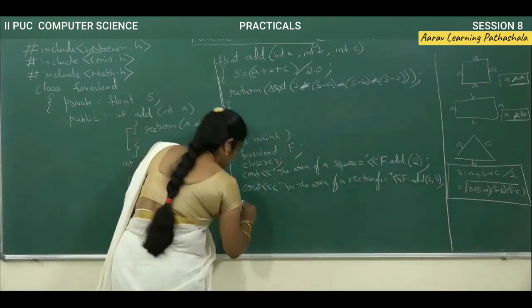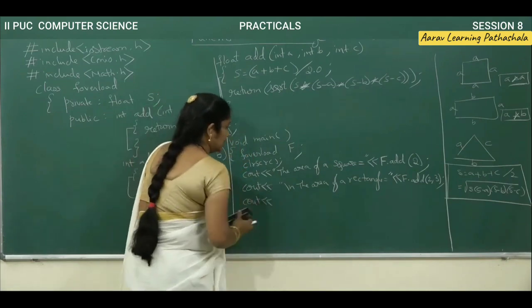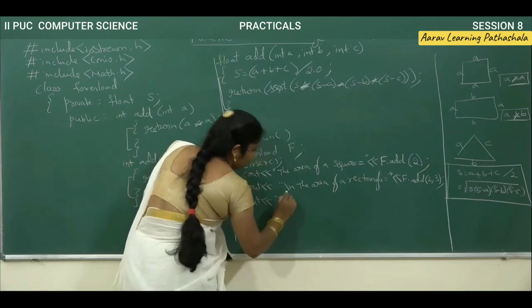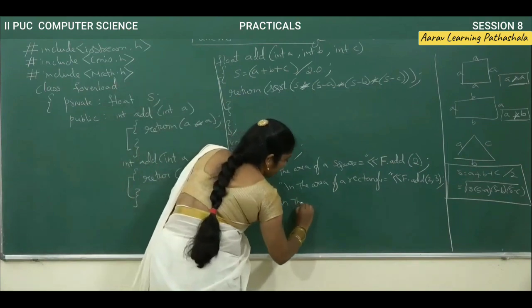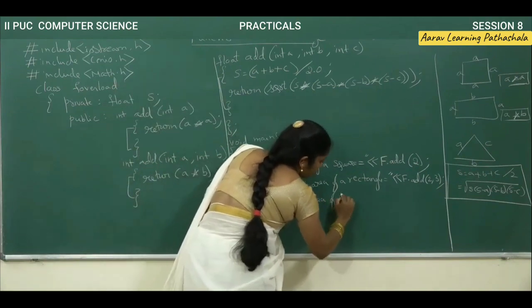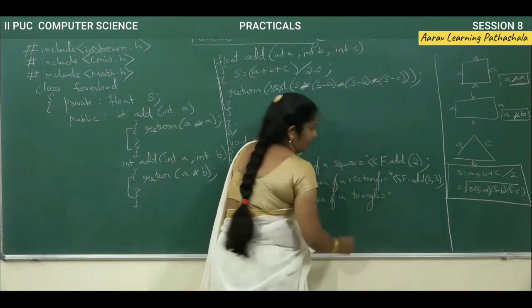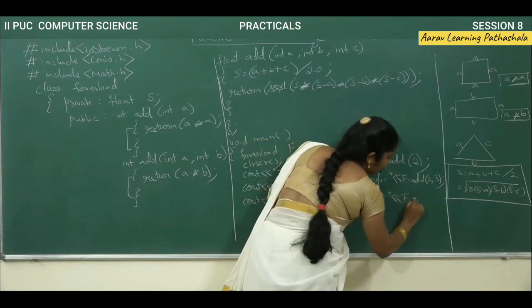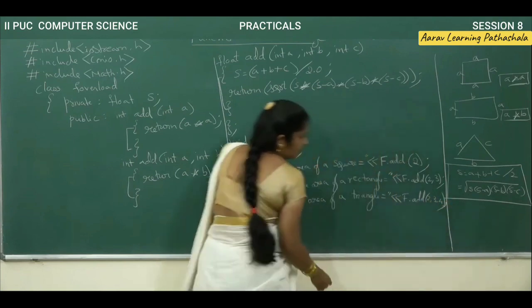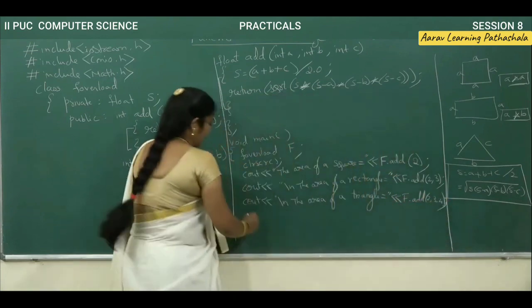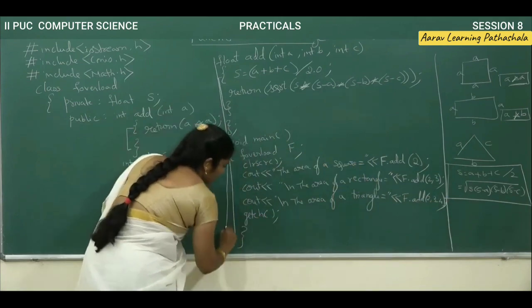Next, the third one, cout. Here once again \n. We want to display the result in the next line. That's why \n. The area of a triangle equals. Display the value, that is f dot add 2, 3, 4. Then semicolon at the end, getch, and close the main program which you opened here.